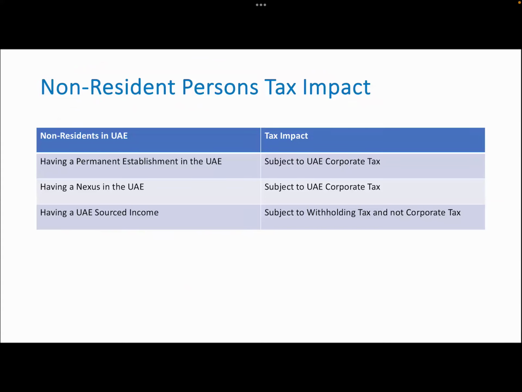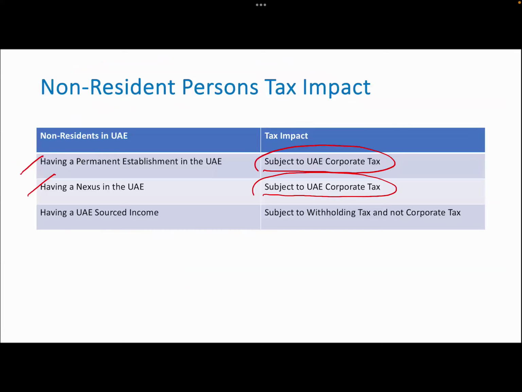Now, what is the tax impact on the non-resident persons? First thing, having a permanent establishment in the UAE, you are subject to corporate tax. Nexus, you are subject to corporate tax.